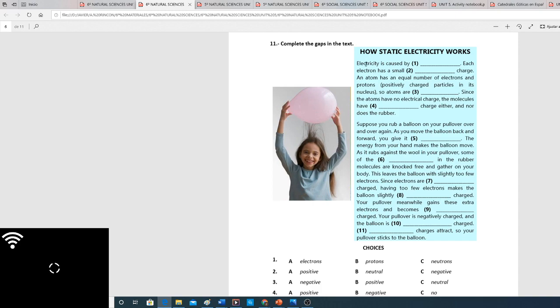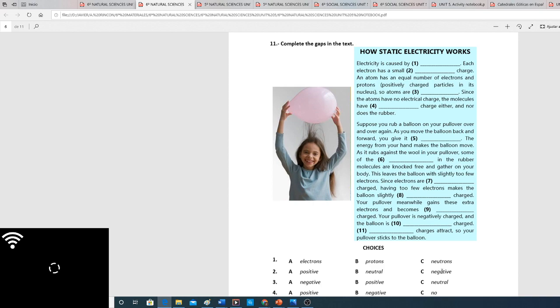Electricity is caused by, we can choose between electrons, protons, and neutrons. Electricity is caused by, yes, by electrons. That's why it's called electricity. So each electron has a small, and we're talking about the type of charge, so we can choose between positive, neutral, and negative. Talking about electrons, electrons have a small, yes, negative charge. Negative charge. Good, very good.